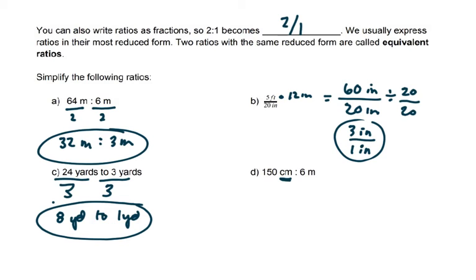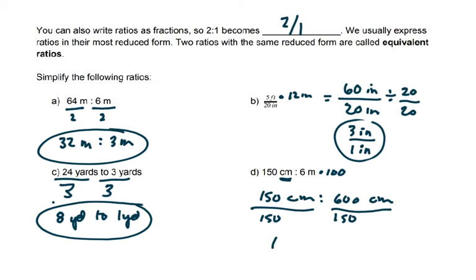Like 100 cents in a dollar or 100 years in a century, centimeters means there are 100 of them in a meter. So we're going to multiply times 100. I have 150 centimeters to 600 centimeters. And then we divide by 150. And I get a 1-to-4 ratio. 1 centimeter to 4 centimeters. For some reason, my pencil's acting a little funky, so sorry about the handwriting issues. It's a little messier than I like it.